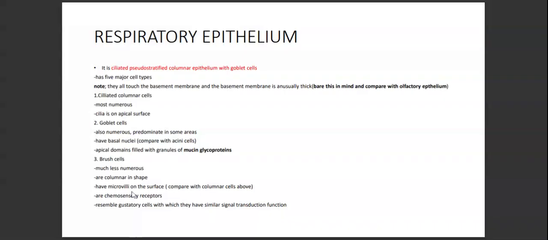They have microvilli on the surface. Compared with the columnar cells above, the ciliated columnar cells have cilia instead of microvilli. So be able to differentiate and know the salient features of these cells.